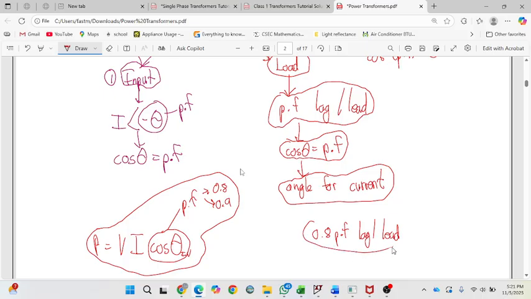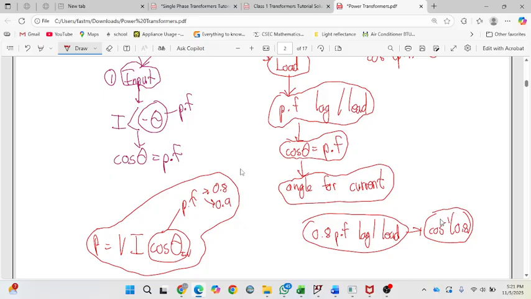From this, you can calculate the angle, which is cos inverse of 0.8, right? And then from that, you can calculate whether the angle will be negative or positive based on the lag or lead. If it's lag, it will be negative, whatever angle this is. And if it's lead, it will be positive, whatever angle this is.